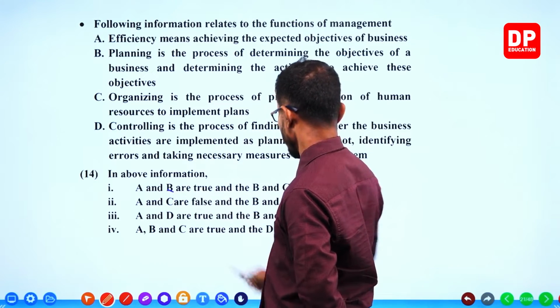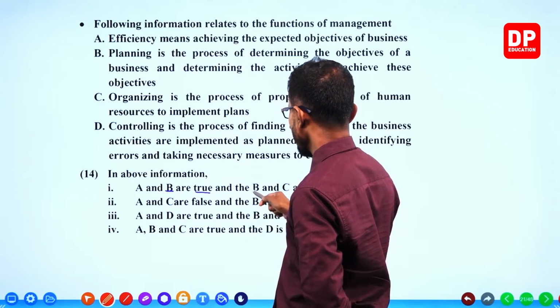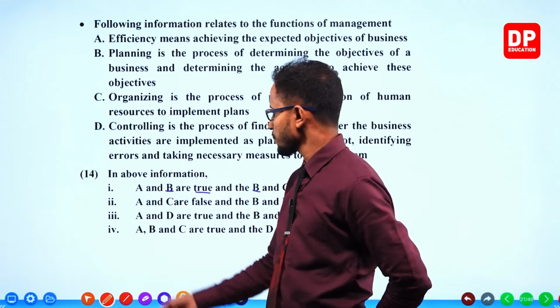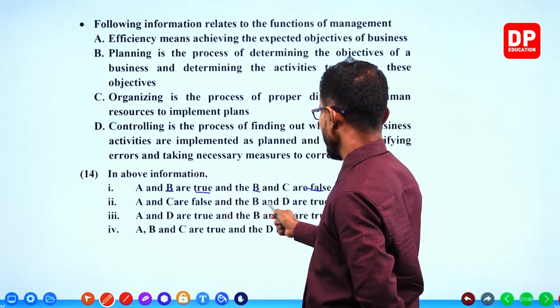B, they are saying B is true. Can you see this? And again saying B is false. Can't take the first answer. A and C are true. A and C are false. B and D are true.